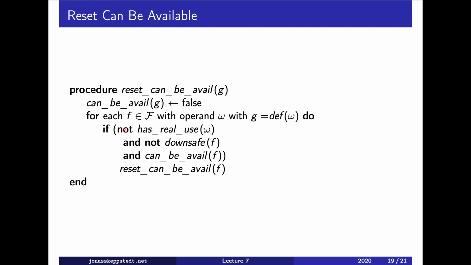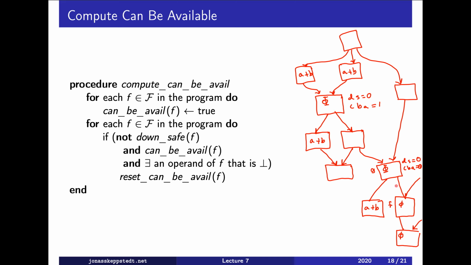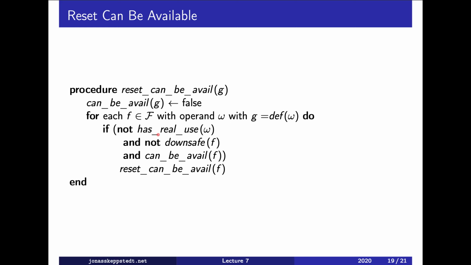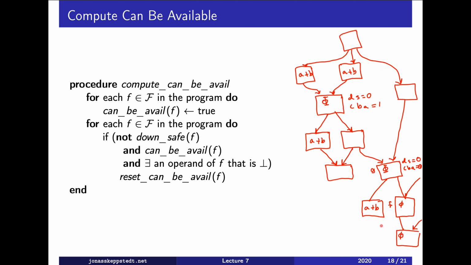Okay, not only defined by g, but it should have no real use. So there should not be a real occurrence between here. Okay, so for f, we check if this operand has a real use or not, and if the phi function is down safe or not, and whether we have already reset can be available. If these are fulfilled, then we will do a reset can be available for f as well. Oops, that means for this one, and it will continue with this one.